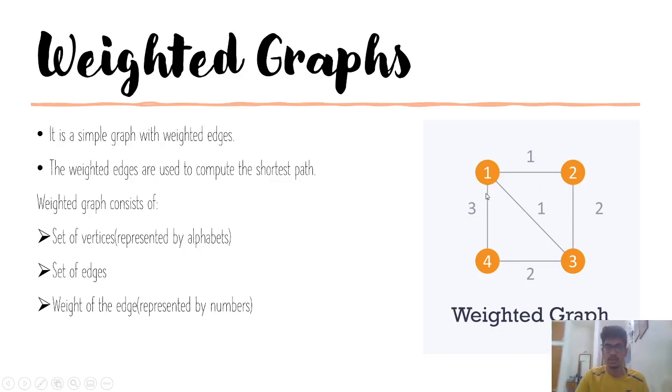Here the line which connects two vertices is called an edge. So the lines are the edges. This is an edge, this is an edge, this is an edge, this is an edge, and this is an edge. Then there is the weight of the edge, which is generally represented by numbers. In this diagram, this is an edge which is represented by the number 3. This is an edge which is represented by the number 1, and so on.